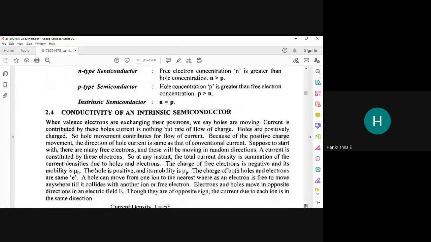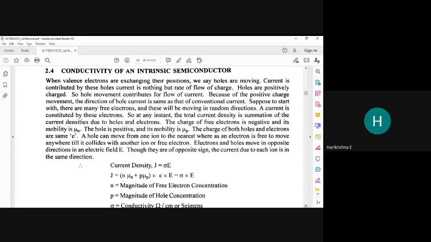Conductivity in intrinsic semiconductor is the next topic. So for this, again the same parameters are given here. J is equal to sigma into E. Here the conductivity is because of both electrons and holes. So it is (N mu N plus P mu P) into electron charge multiplied by capital E. See, this book has made a mistake, where E is represented differently in two places. Remember this one: J is equal to (N mu N plus P mu P) into e into capital E. Sigma is conductivity. Conductivity is (N mu N plus P mu P) into e.